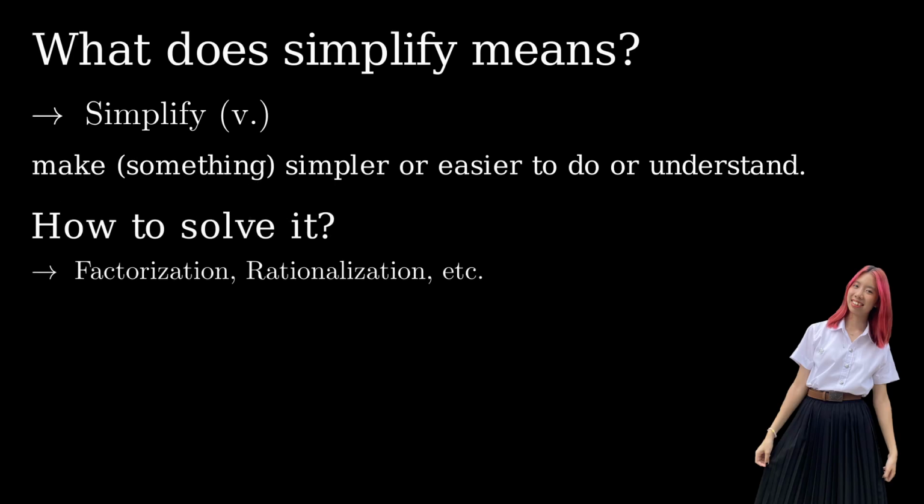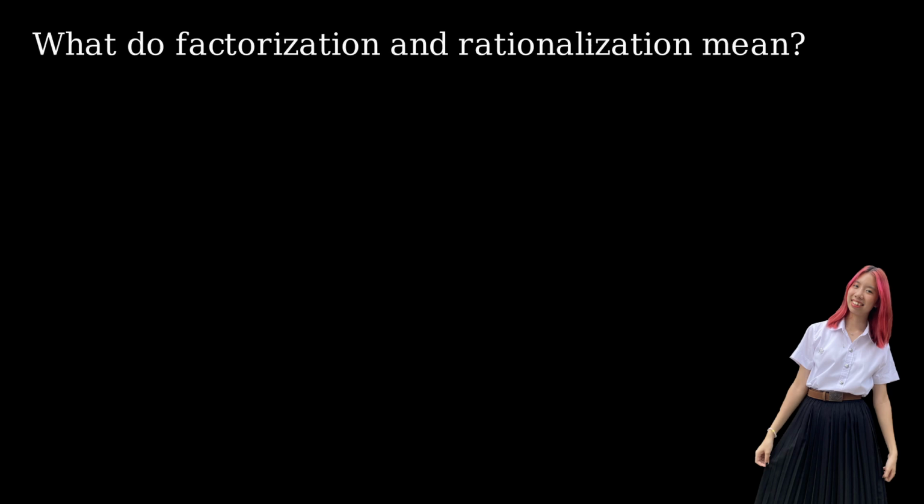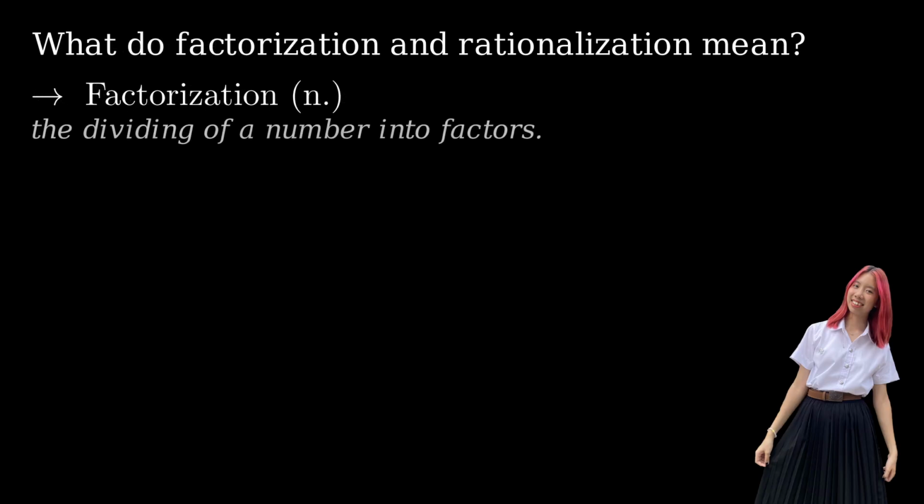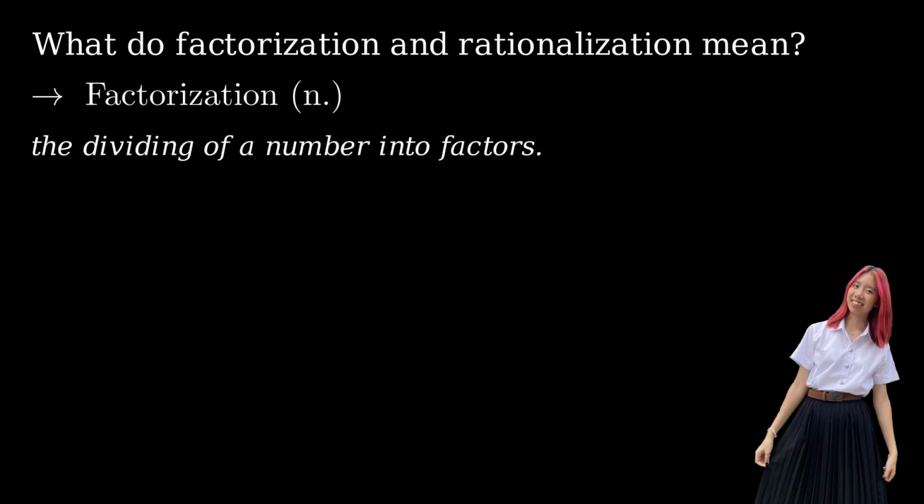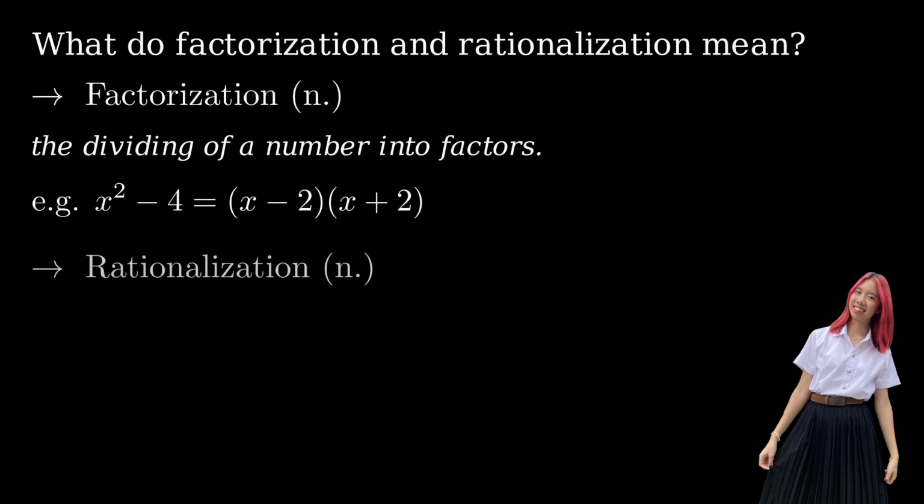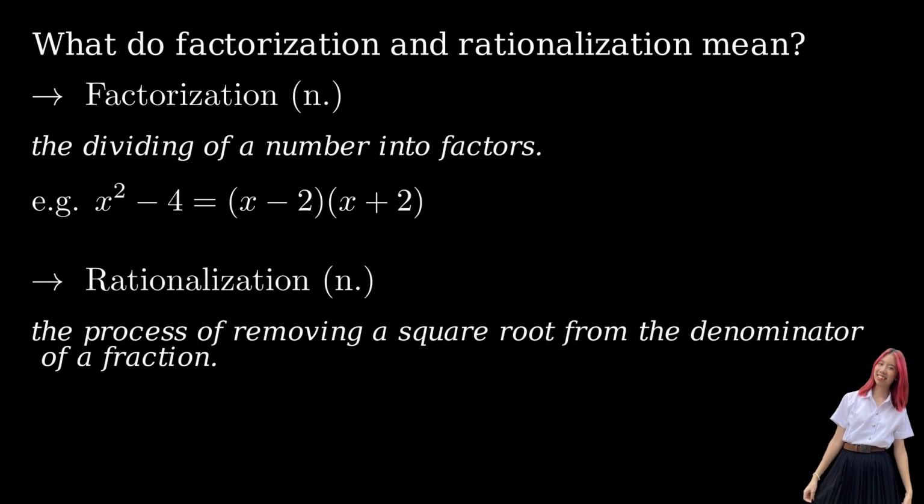We can use factorization, rationalization, or other methods to simplify this expression. What do factorization and rationalization mean? Factorization is a noun. That means the dividing of a number into factors. For example, x squared minus 4 can be factorized as x minus 2 times x plus 2. Another word, rationalization, is a noun. That means removing a square root from the denominator of a fraction. For example, we have 1 over the square root of 2. To rationalize the denominator, we multiply both numerator and denominator by the square root of 2. Then we get the square root of 2 over 2.